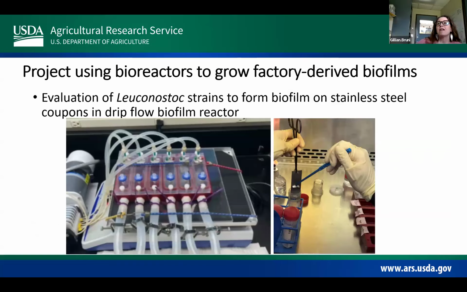What else? We also have a project growing, modeling, and studying biofilm formation on factory surfaces. For this, we have these really nice biofilm bioreactors with individual growth chambers. This is depicting the flow-through phase where we drip media over these coupons to look at biofilm accumulation. We had a paper just published on this. But this is what it looks like when we scrape the biofilms into water for homogenizing and measuring CFUs.